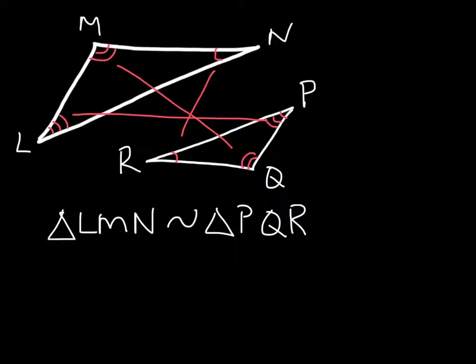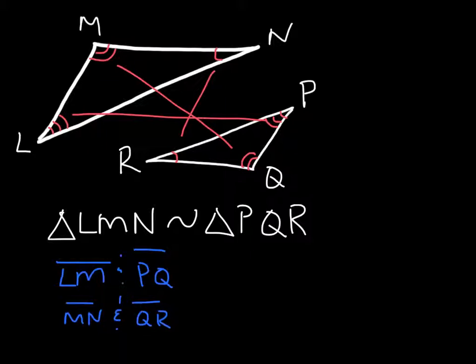Now let's mark our corresponding sides. Our first set of corresponding sides will be line LM corresponds to PQ. Our next set of corresponding lines will be line MN and line QR. And our final set of corresponding sides will be line LN and line PR.